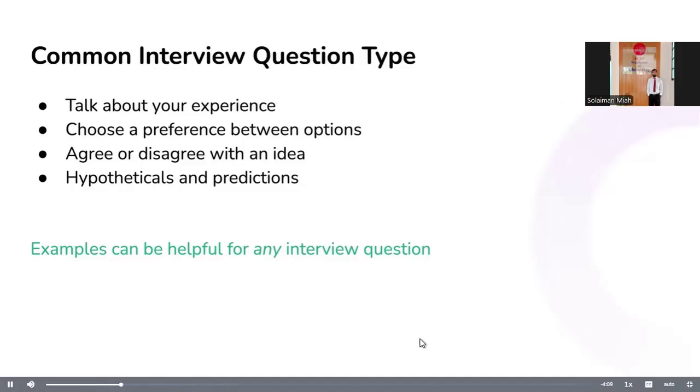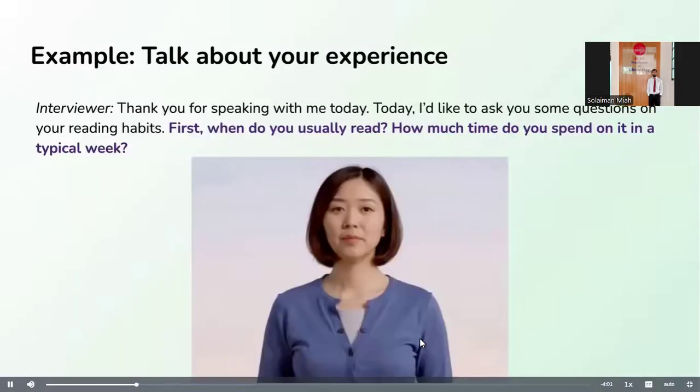Regardless of the type of question, examples can help make your answer clearer, more organized, and easier for a listener to follow. Here's a sample interview question about reading habits. This would be the first question in the interview because it's very general, just about your personal life. The interviewer asks when you usually read and how much time you spend on it in a typical week.